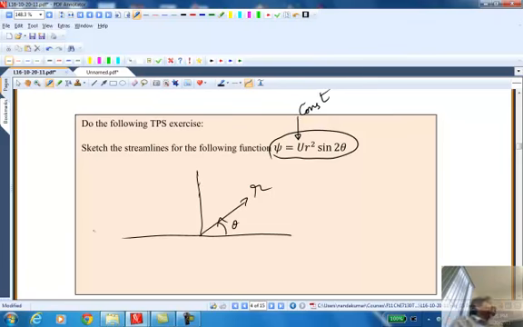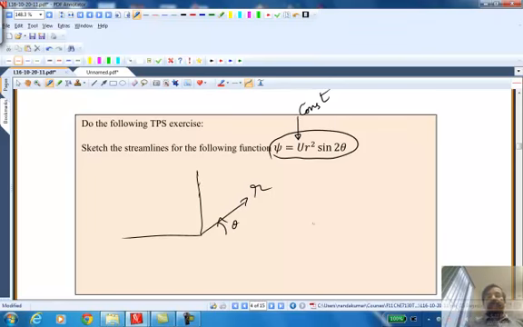There are some streamlines that you can draw by inspection. For example, psi equal to 0, the streamline where the stream function is 0. What would those lines look like? When is sine theta 0? Sine 0, right? So you can say, for example, that this is a streamline.